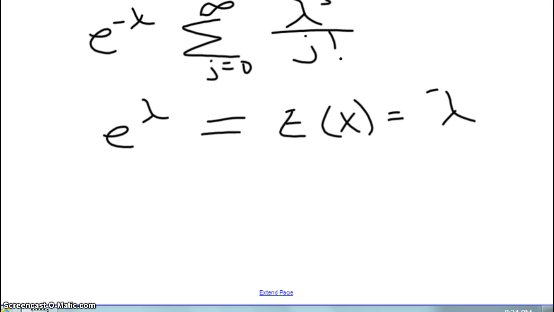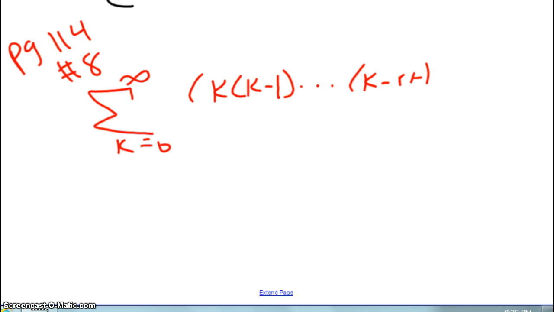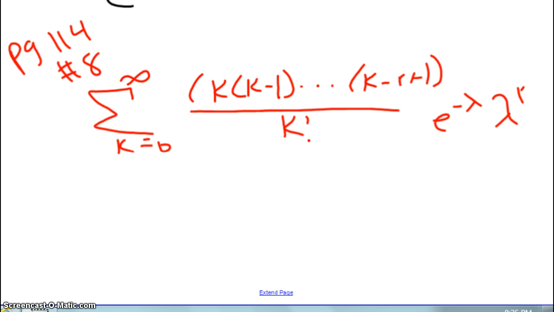So we're going to use this same idea to complete the problem. This is the actual problem now, page 114, number 8. We are going to take the summation from k equals 0, and we're going to have k times k minus 1, all the way to k minus r plus 1, over k factorial, times e to the negative lambda and lambda to the k.